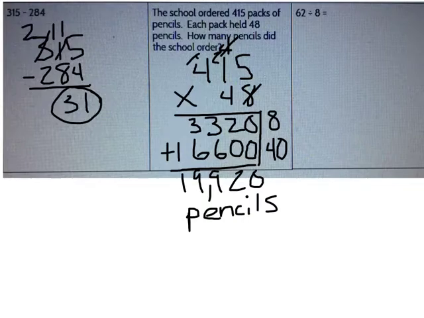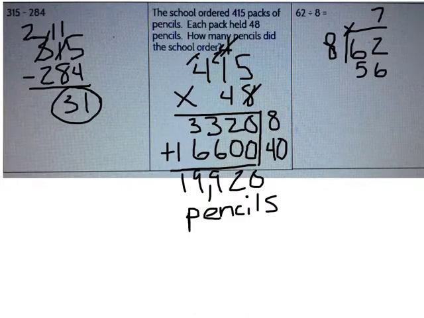62 divided by 8. Remember, this problem is asking me how many times can I take 8 out of 62 without going over? I can take it out 7 times. I can multiply to see how many I would have used. 7 times 8 is 56. And then I can subtract to see how many I would have left over.